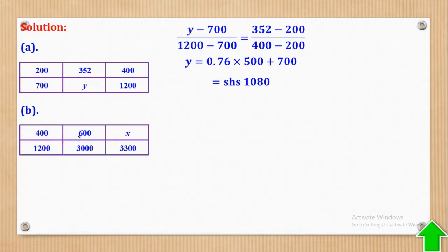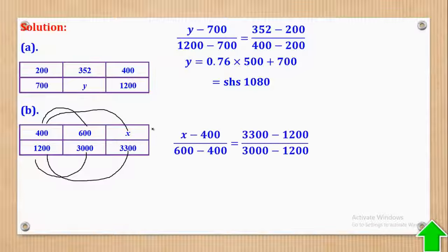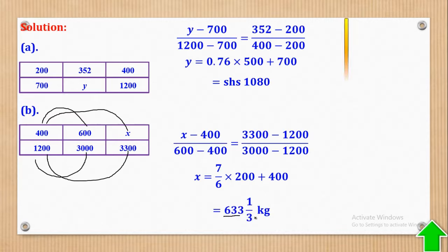So next I look at these values of x. It is this one which is smaller, therefore the ratio is going to be (x minus 400) divided by (600 minus 400), which will be equal to (3,300 minus 1,200) divided by (3,000 minus 1,200). So we come up with that, and when I make x the subject, x will be equal to 633 and a third kilograms. So basically that's what they wanted.